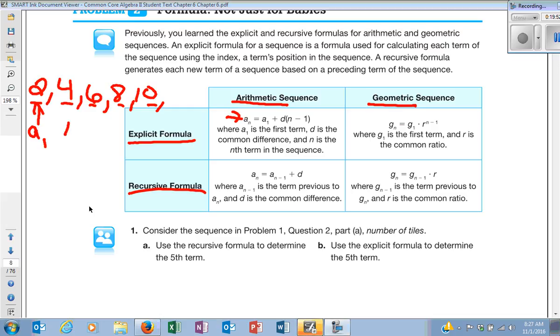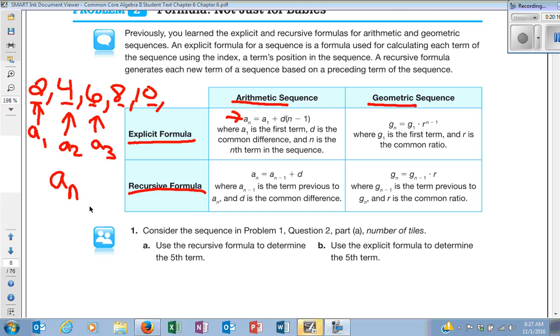What would I refer to this as? A2, A3. And if I wanted to refer to any term, I would call it a to the n. Because that means it's any term you want n to be. If you want the 100th term, then n would turn into a 100. Does that make sense?